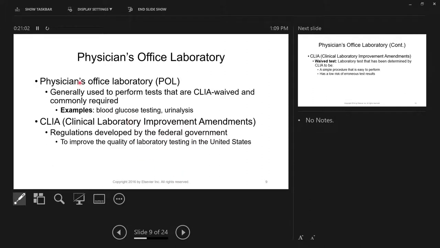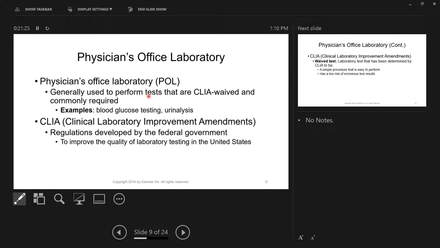All right, next up. Laboratories. Laboratories can be in a physician's office or they can be an outside laboratory. We call a doctor's office laboratory a POL, physician's office laboratory.